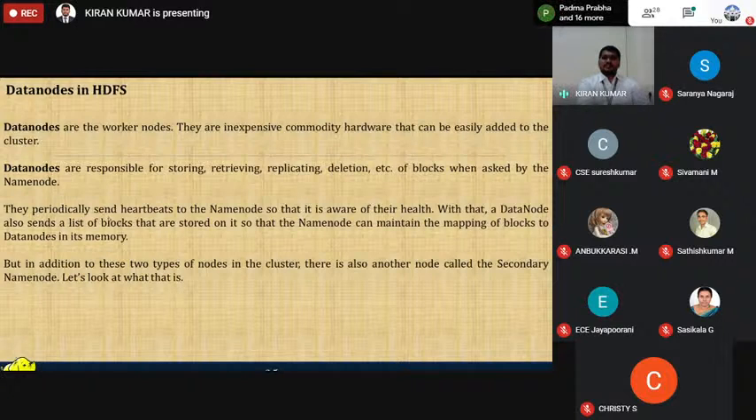They periodically send a heartbeat. As I told, all the data nodes periodically send the heartbeat to the name node to say that they are active and alive.